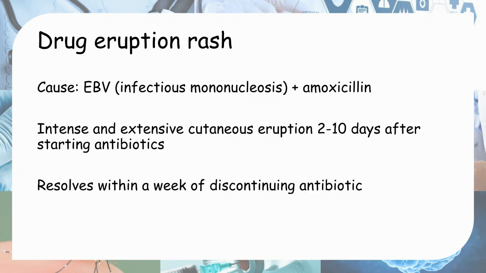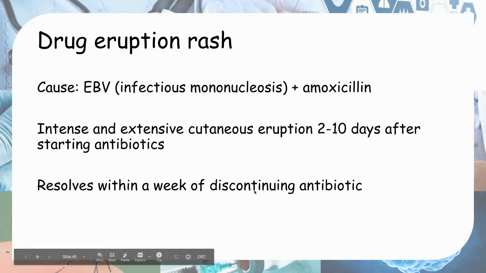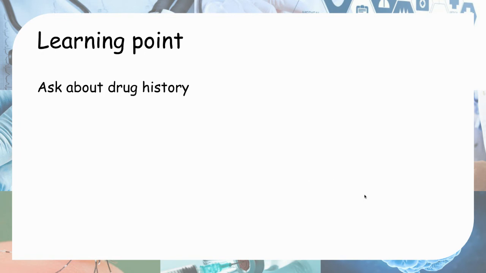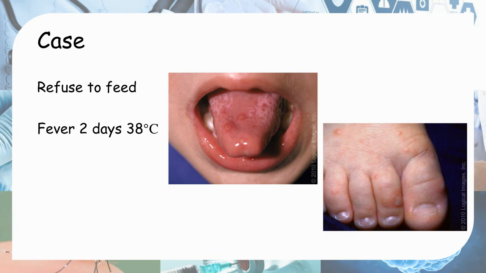This kind of pharyngitis was caused by Epstein-Barr virus, and then the doctor prescribed amoxicillin. So amoxicillin plus EBV causes this rash. It's an intense and extensive cutaneous eruption occurring 2 to 10 days after starting antibiotics and resolves within a week of discontinuing the antibiotic. So the learning point here is you need to ask about drug history in rash.